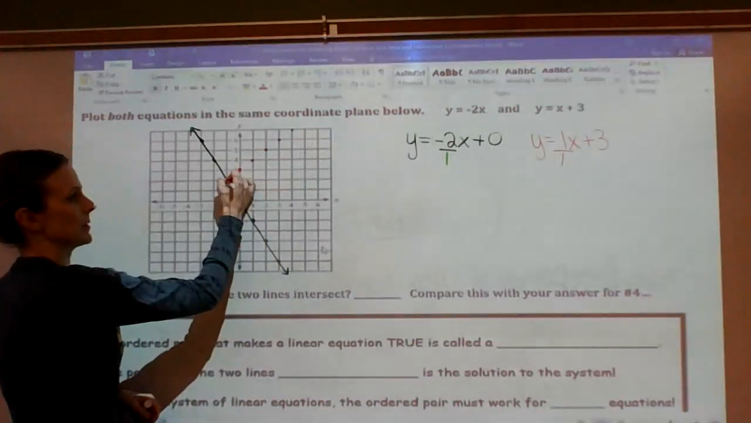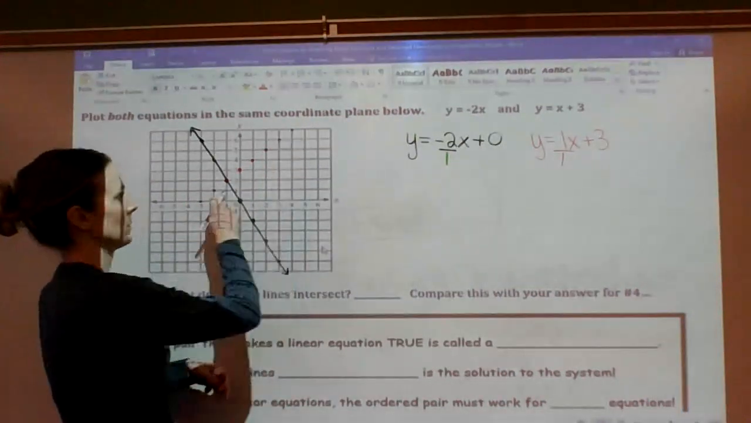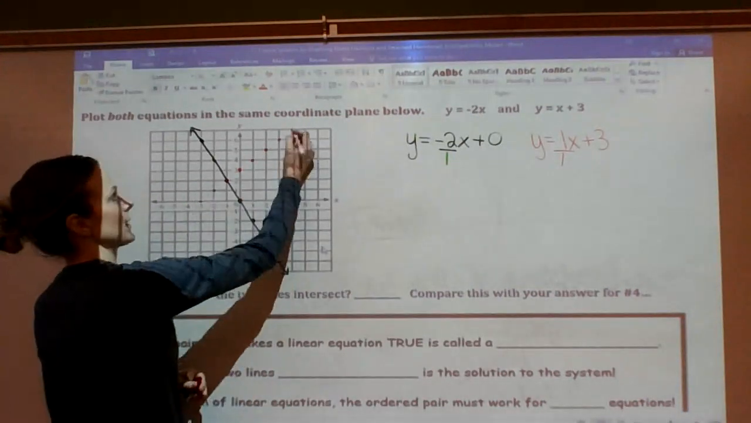And then I'm going to reverse it. And I can see that overlapping point. And I truly can stop because I see where they intersect. I'm just going to draw my line.